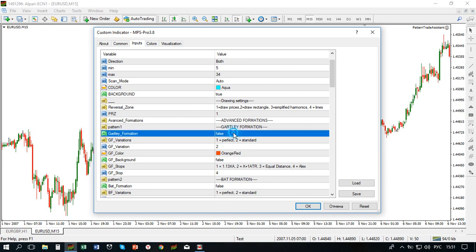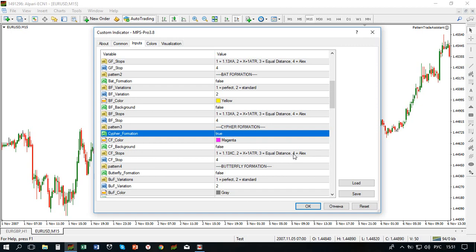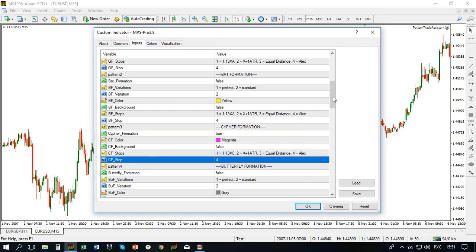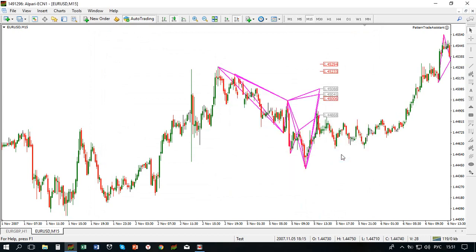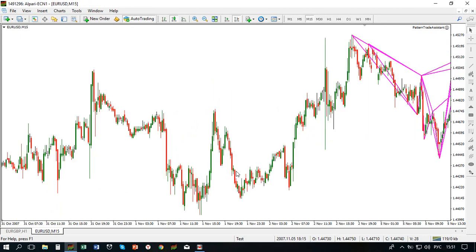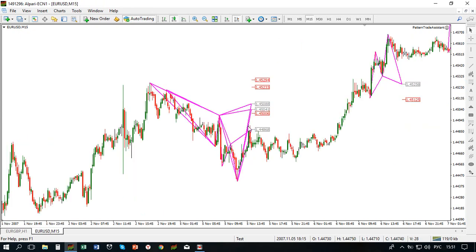Okay, what else? Godly is turned to false, Bat is turned to false, Cypher is turned to true, and I call this variation Alex variation. This stop loss placement is Alex variation. We will draw prices. Okay, that's it. Let's go and let us start. And here's the first Cypher pattern. Actually, we have two of them. Here's the first one and here's the second one. Oh, my computer became slow.